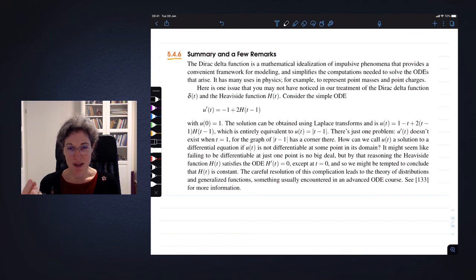And mostly you have to go and do an advanced course to really think about these things. You'd learn about the theory of distributions and generalized functions. But for everyday applications, these things do what we want them to, and so we end up using them. Even though there's this technicality that that's not really the kind of function we want to be an answer to a differential equation because it's not differentiable. But it works.